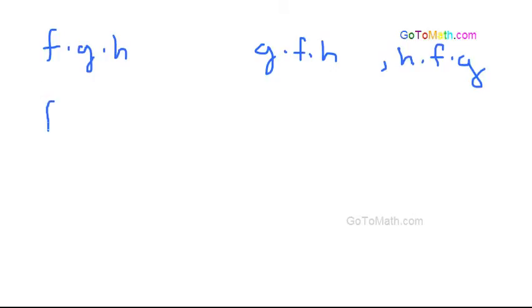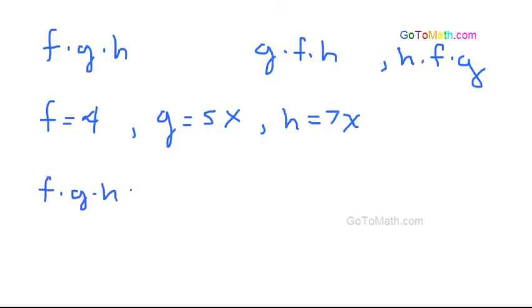So f is equal to, what do we got? 4. G is 5x, and h is 7x. Okay, so we're going to have f times g times h is equal to 4 times 5x times 7x. So we got 4 times 5 is 20.